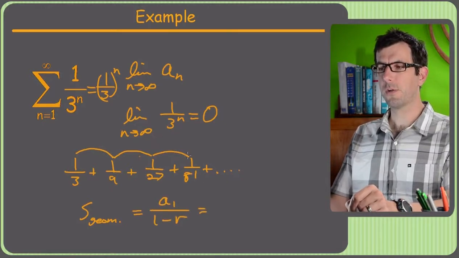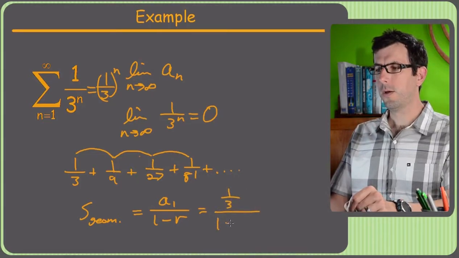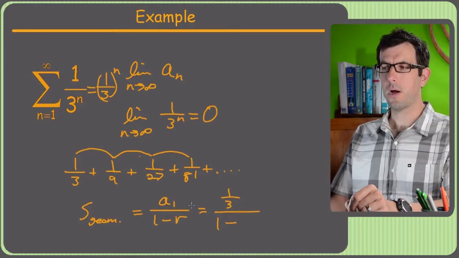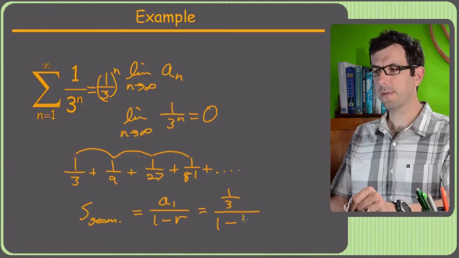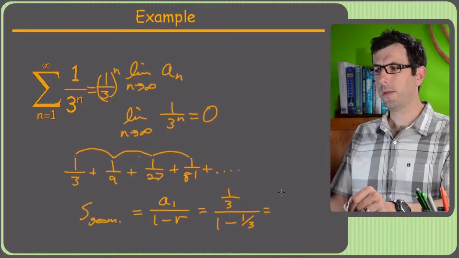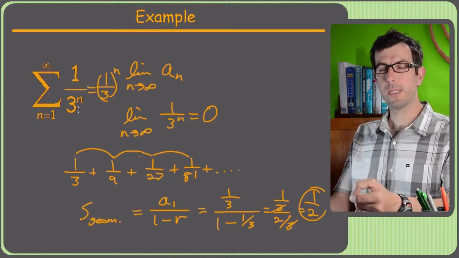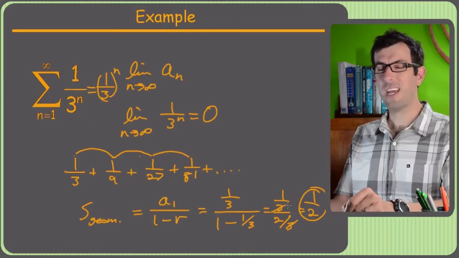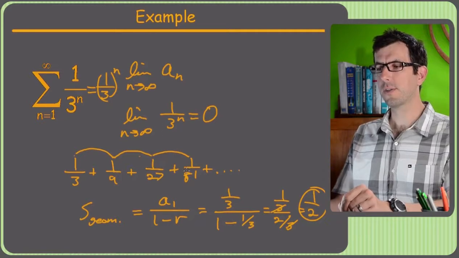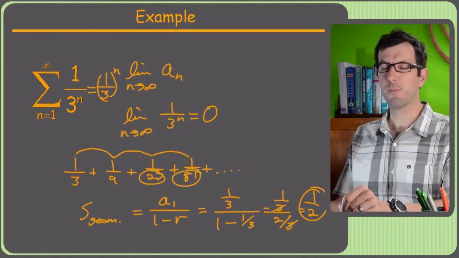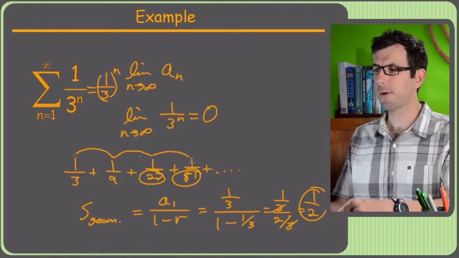So in this case, the first term is 1/3 over 1 minus r. R is just the number that you're multiplying by, so it'd be 1/3 in this case. So you get 1/3 over 2/3. Those cancel, and we get 1/2. So kind of cool that 1 over 3 to the n adds up to 1/2 after infinity terms. But you can see the terms are getting a lot smaller, very small fractions, so it kind of makes sense that it's not a big number.